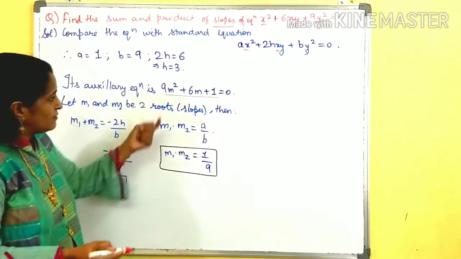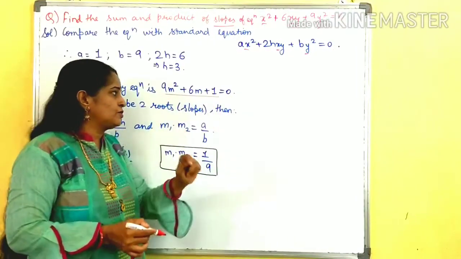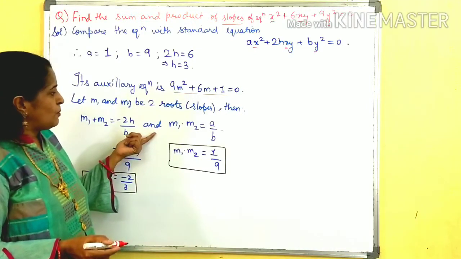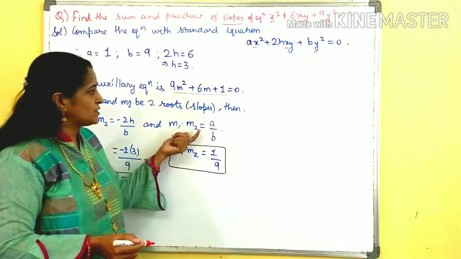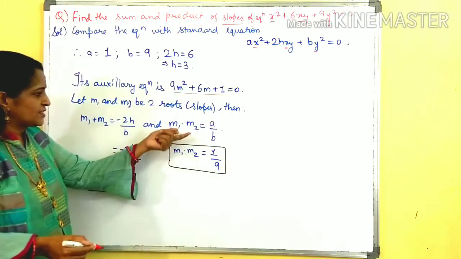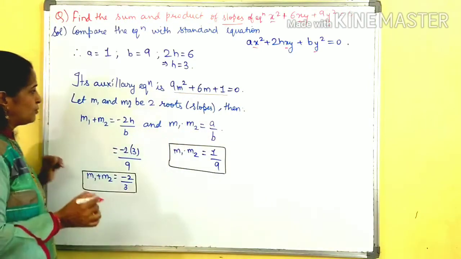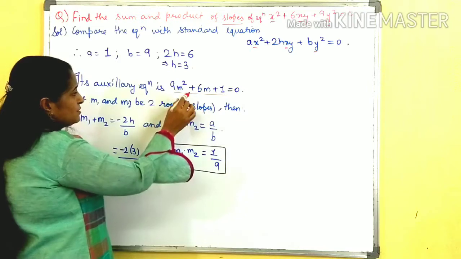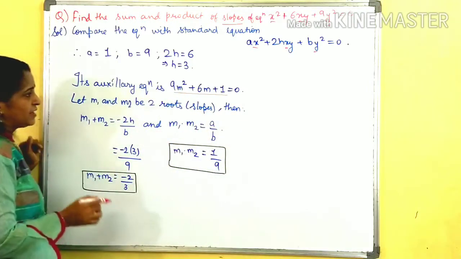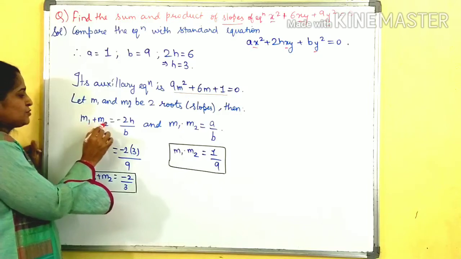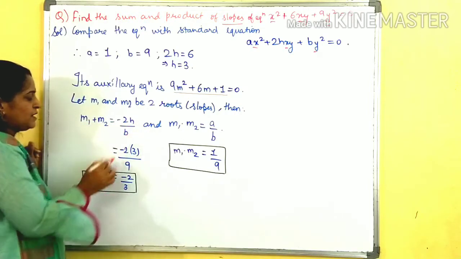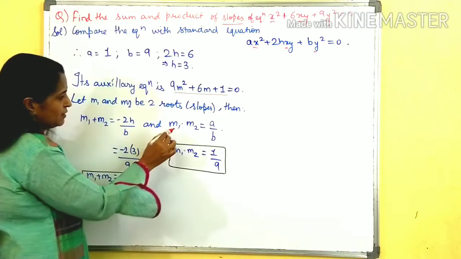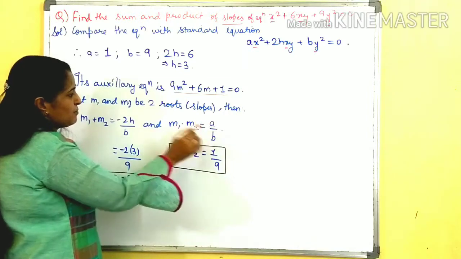And we know that for any quadratic equation there are two roots, like m1 and m2 are two roots. Then the sum of slopes and the product of slopes. Let m1 and m2 be two roots, that means two slopes of the given equation. Then we get m1 plus m2 is equal to minus 2h by b. How we get? It can be proved in first video or topic. m1 into m2 is equal to a by b.